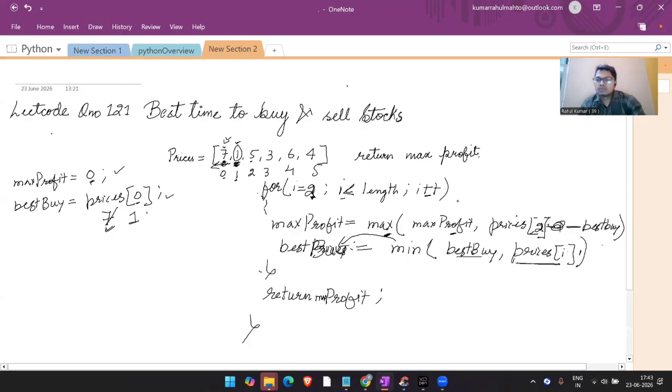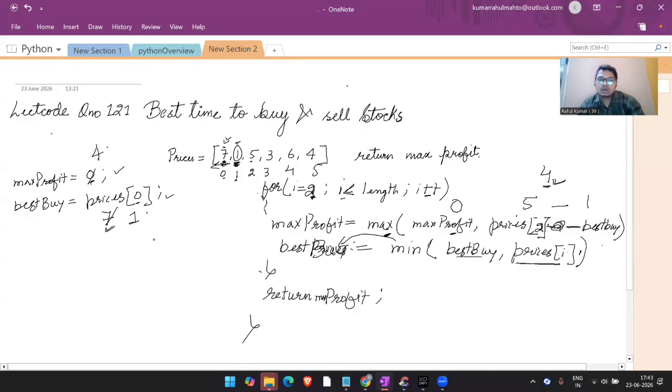Okay. So maximum profit is 0 and prices at 2 index how much? 5. 5 minus best buy is how much? 4. Okay. So this is 4. Which is greater? 0 or 4? Obviously 4 is greater. So I will assign max profit with value 4. So let me update max value with 4.